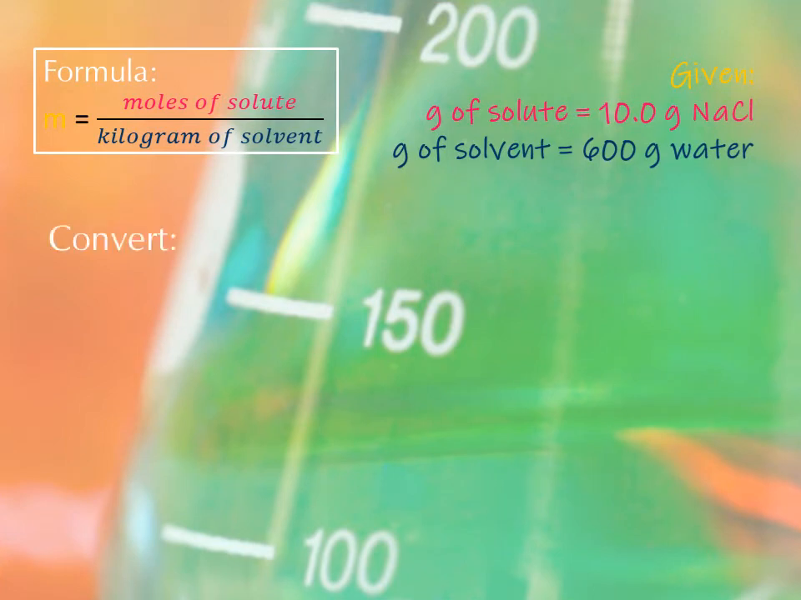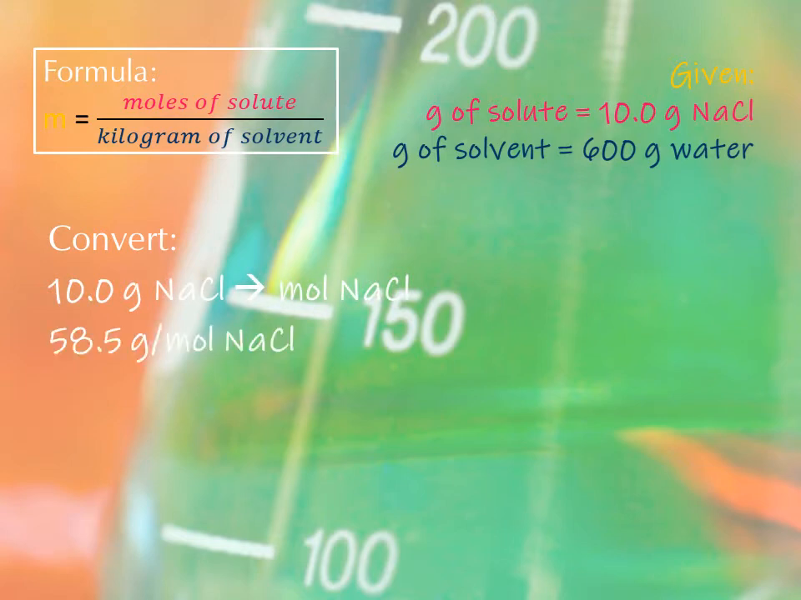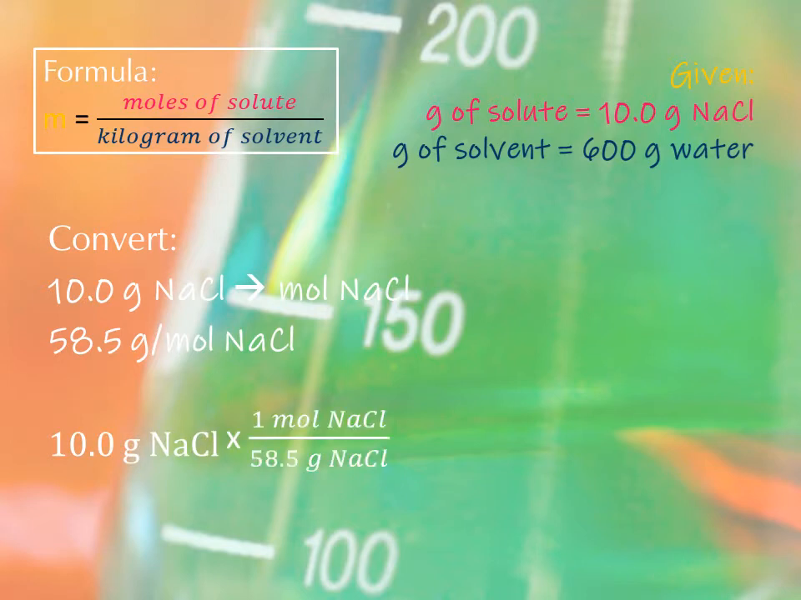Now, what we're going to do is convert, because the givens are not in moles of solute and kilograms of solvent. So first, we're going to convert the grams of solute to moles of solute. The molar mass of NaCl is 58.5 grams per mole. Using that, we can convert the 10 grams of NaCl by multiplying the 10 grams by 1 mole of NaCl over 58.5 grams of NaCl. We can cancel the grams. Now we have the moles of solute.